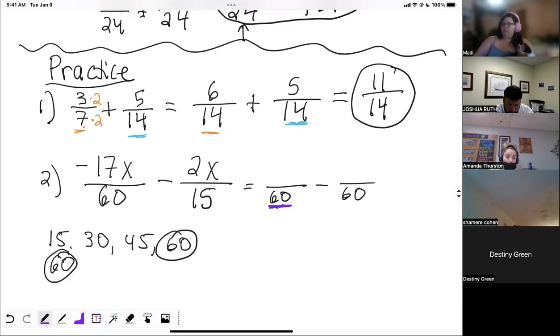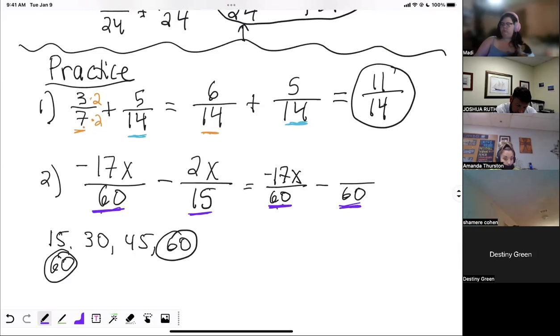This is what I need for this fraction. This is what I have. It's exactly what I need, so I don't have to do anything in that fraction. I just write negative 17x. With this fraction, I have to change. I need 60. I have 15.